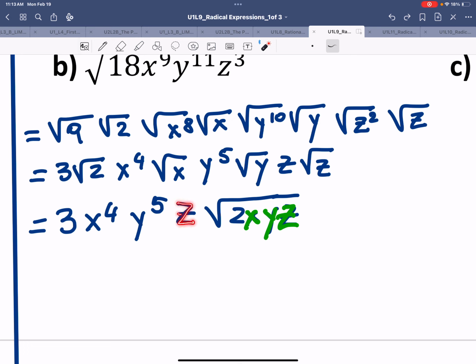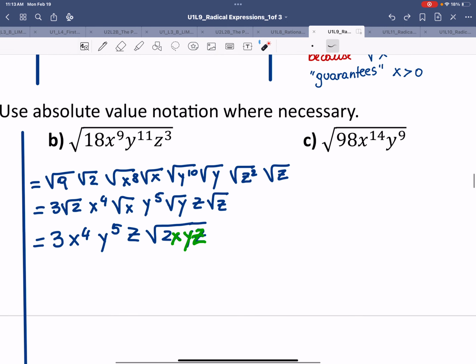And z that is outside is to the power of 1. So again, it has the potential of being negative if z were negative. But because we have z inside the square root, this z will always have to be positive. And that's the reason why we need no absolute values at all in this case.